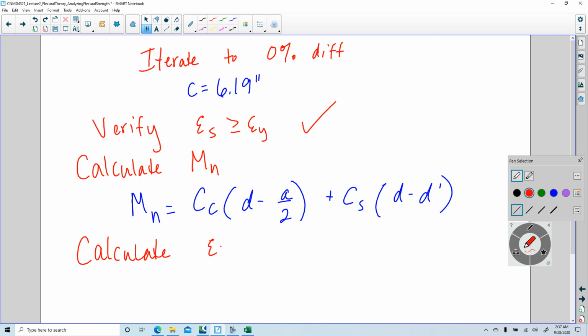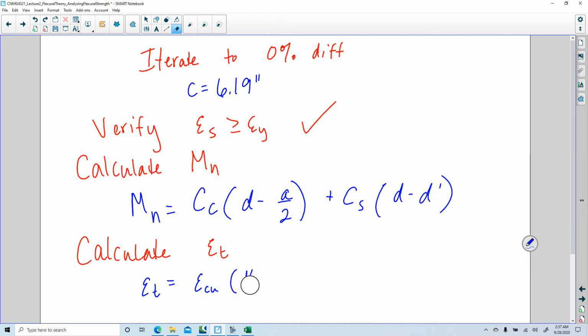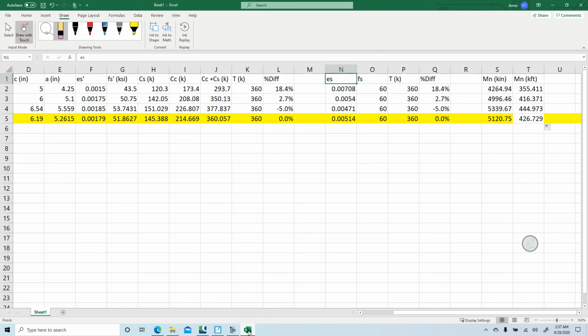Now, what I really need to do is calculate ET. Where, let's see, ET is equal to ECU times (d_t minus c) over c. Go back and look that up if you know what I'm doing. That's the strain in my extreme tensile steel. I can calculate it similar to that, but for completeness, right?